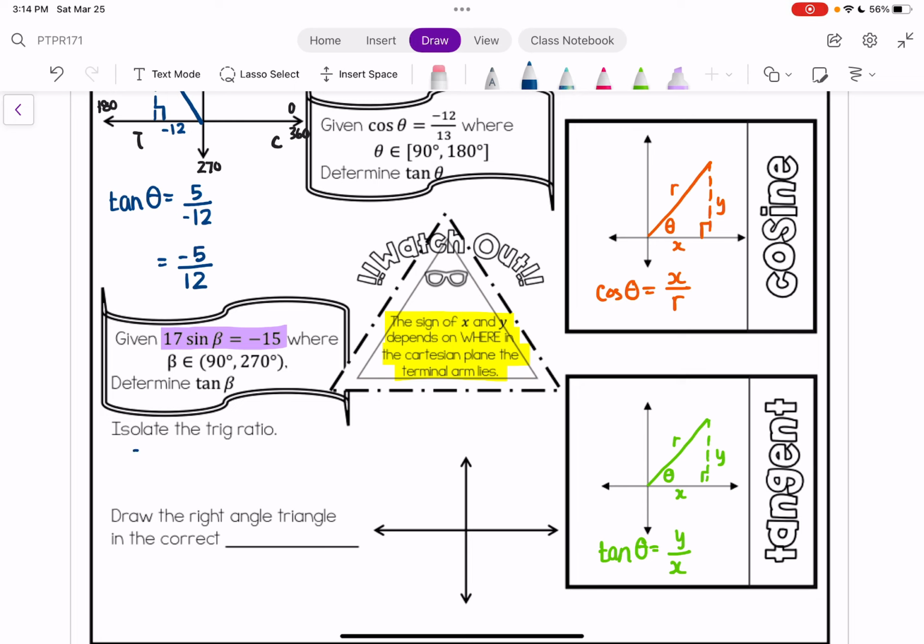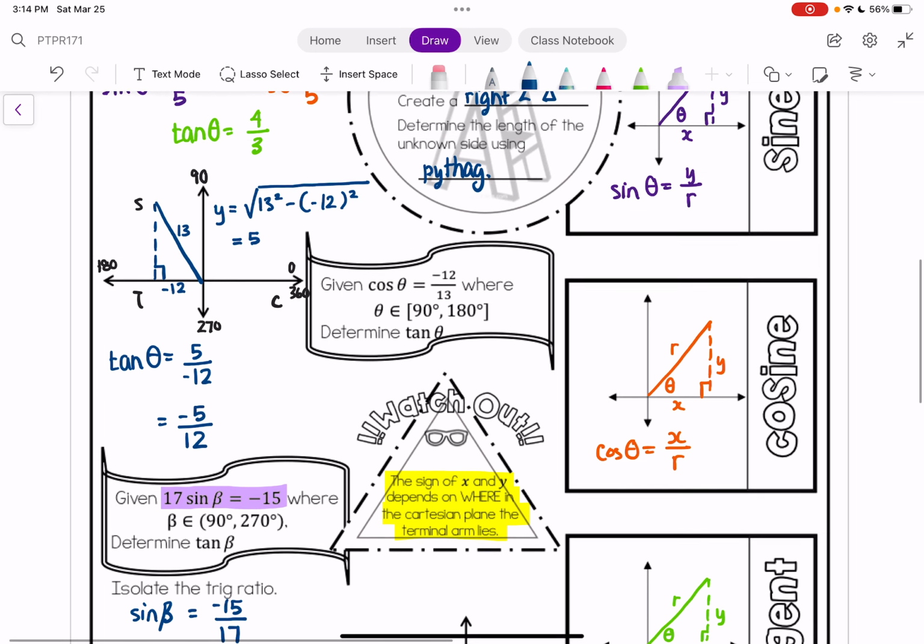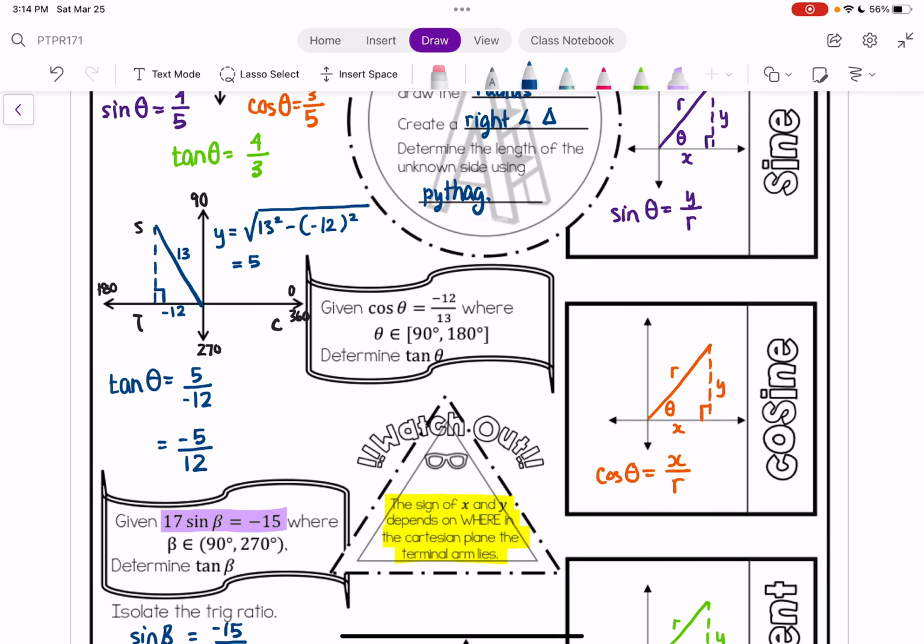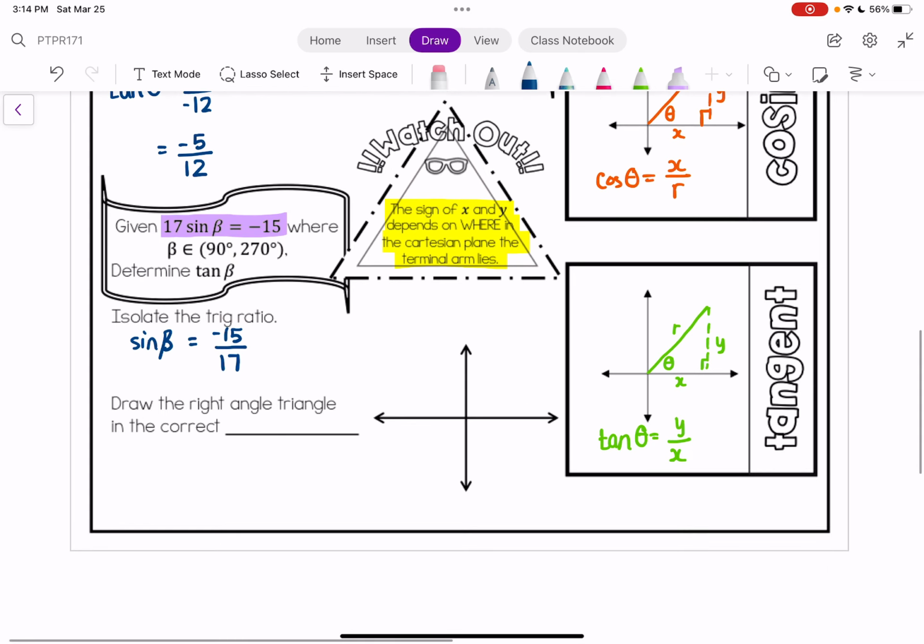So if I isolate this, meaning I just want the trig ratio, so sine beta, then I will have to divide by 17. So negative 15 divided by 17. Okay, so we have that. Now, this example looks like what we've had in the second example, where I've given you a trig ratio. And so they have said, draw the right angle triangle in the correct quadrant.